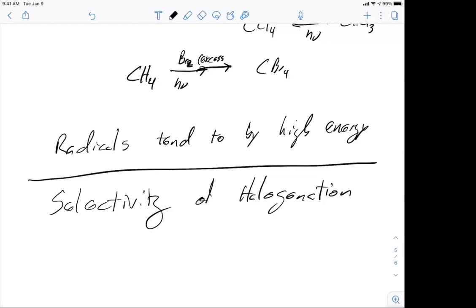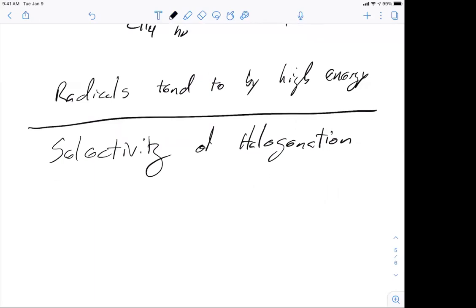So radicals are actually probably one of the best examples of the energy, or the stabilization of the radical, and the selectivity. So let's say we took a simple propane and we're going to do halogenation. If we do monochlorination or monobromination, you'll see that in a lot of problems.